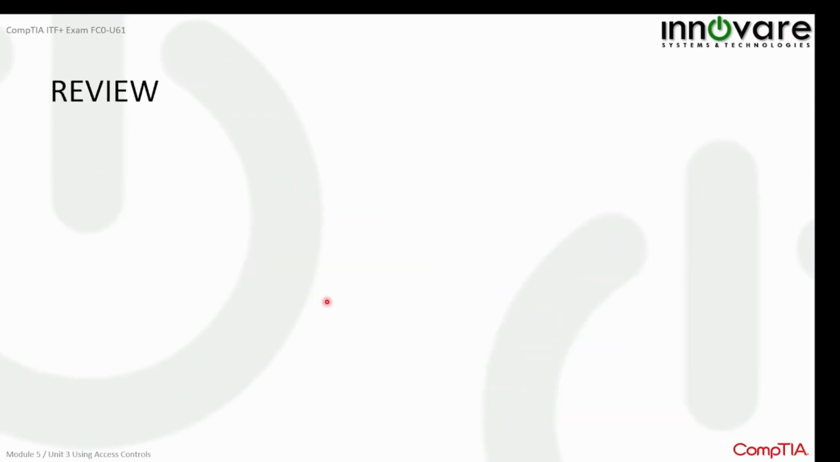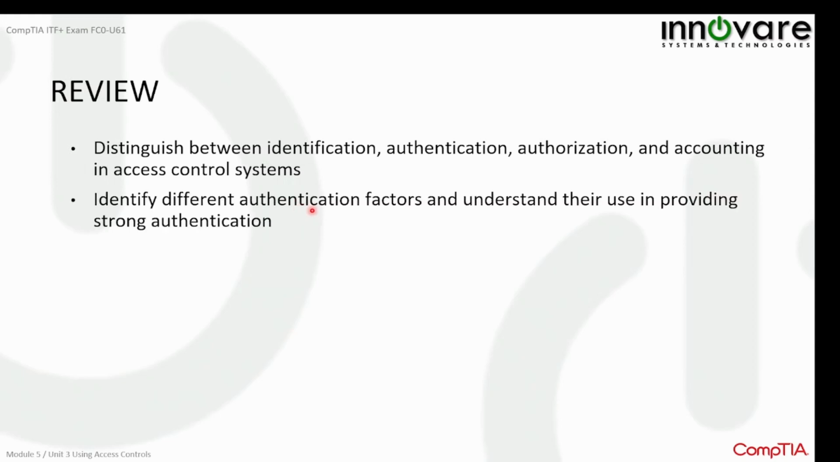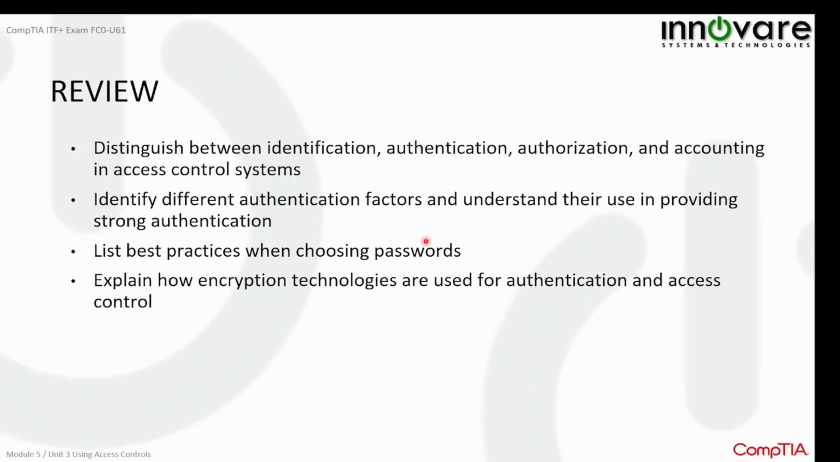So in this unit, we have learned to distinguish between identification, authentication, authorization, and accounting that are used in access control systems. And then we also identified the different authentication factors and understood their use, to provide a secure and strong authentication. We also listed down the best practices when creating a password. And then we also explained how encryption technologies are used for authentication and access control.